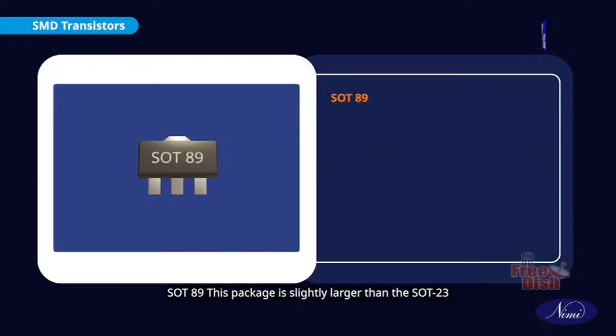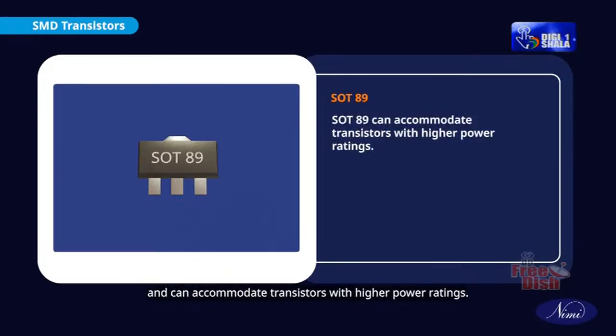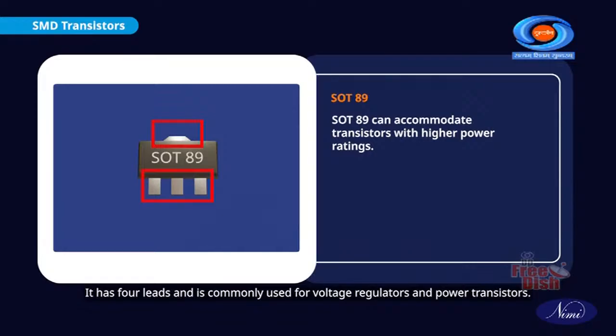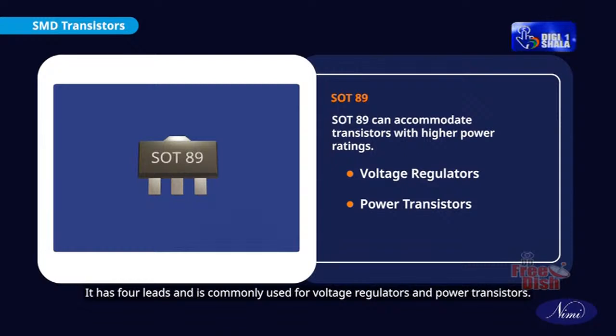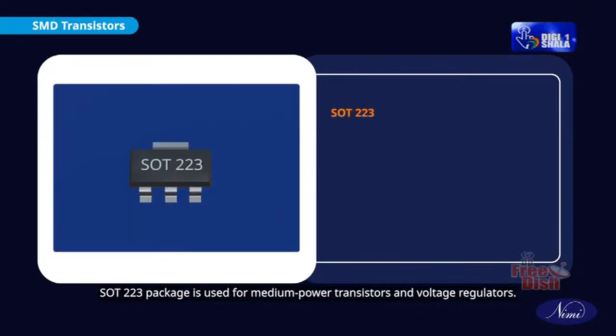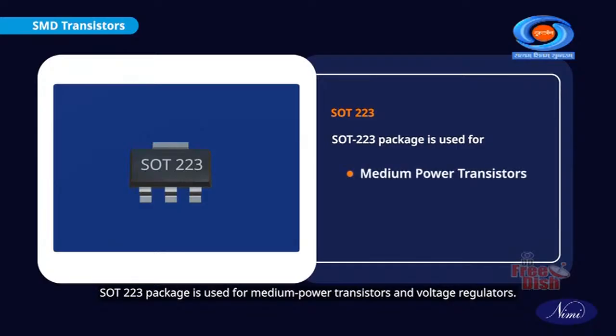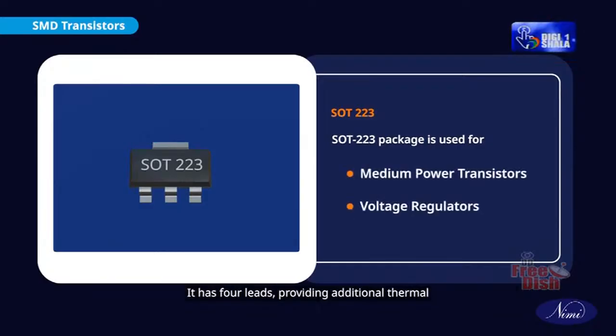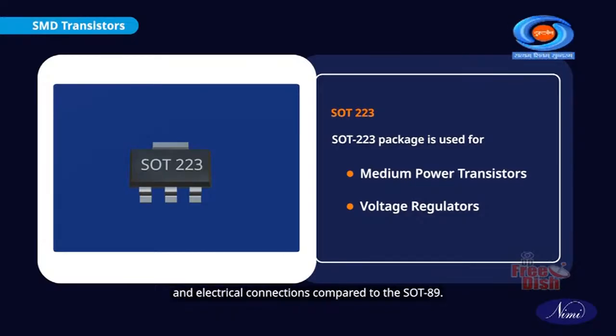SOT89. This package is slightly larger than the SOT23 and can accommodate transistors with higher power ratings. It has 4 leads and is commonly used for voltage regulators and power transistors. SOT223. SOT223 package is used for medium power transistors and voltage regulators. It has 4 leads, providing additional thermal and electrical connections compared to the SOT89.